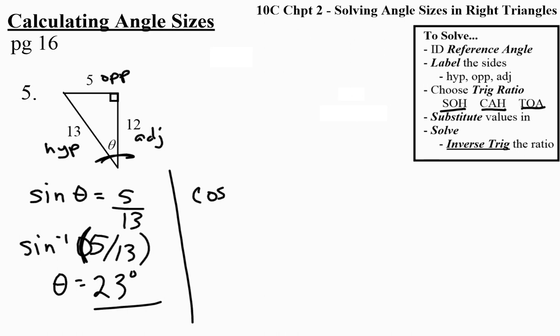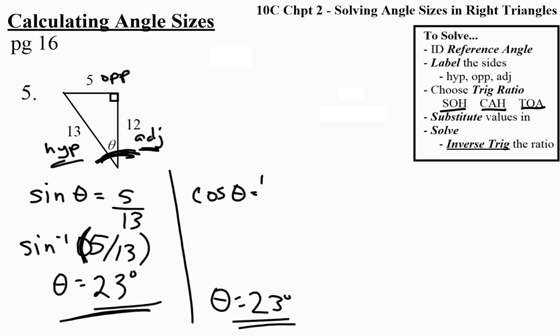Cosine theta. Well, what should we get for theta? Let's even put our answer down here. It had better be 23 degrees because it doesn't matter how we find that angle. The angle shouldn't change. So cosine of theta. Cosine is adjacent over hypotenuse. 12 over 13. What do we do to find the angle? Inverse cosine, 12 divided by 13. When we punch that in, there's our 23 degrees again.